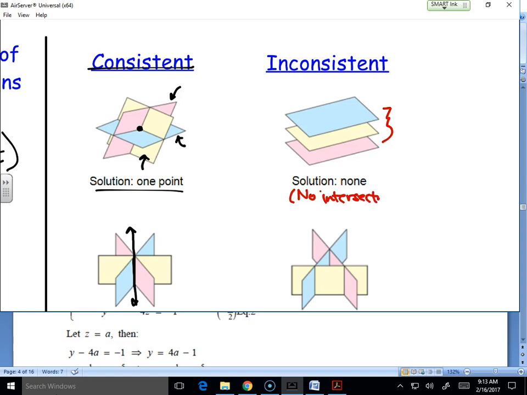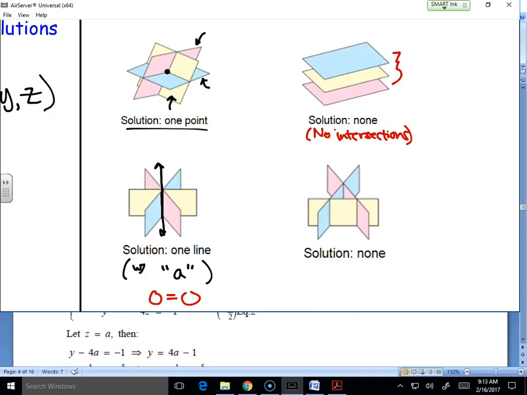However, there is another way of being inconsistent, which would also be no solution. This one would be, do you guys see the empty space in between? They intersect each other. Pink and blue intersect. Yellow and pink intersect. Yellow and blue intersect. But what happens or what doesn't happen in the middle? All three of them do not intersect. Does that make sense? So intersections, but not all three intersect.